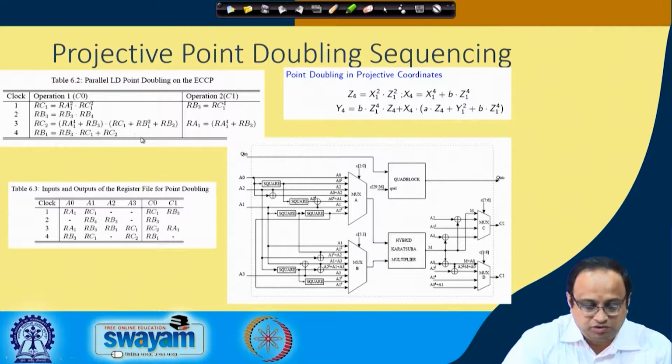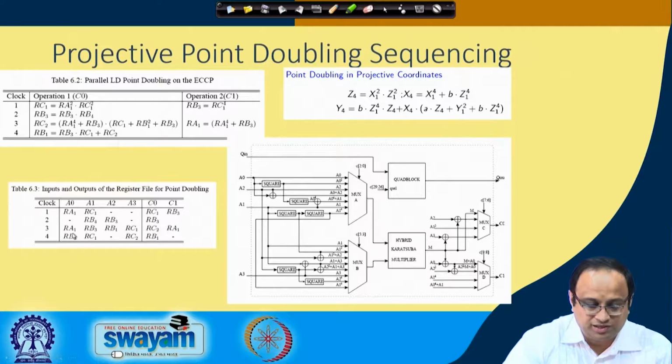Let me try to detail, and at least try to understand how to read these tables. In this table we detail the input and output of the register file for point doubling, because the register file, as we discussed yesterday, works hand in hand with your arithmetic unit. The arithmetic unit receives some inputs from the register file, does some computation, and the result is again stored back in the register file. That means C0, C1 and Q out are stored back into the register file.